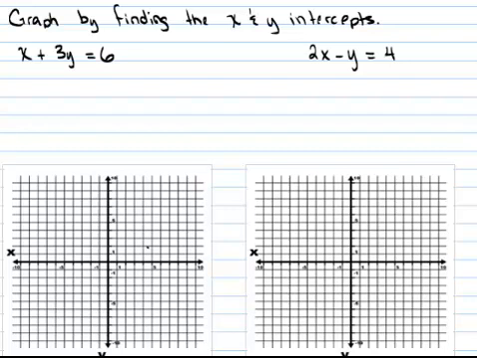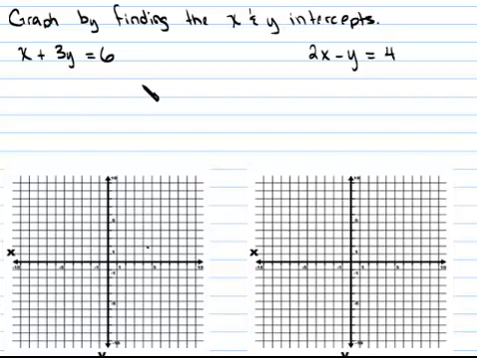Okay, here we're being asked to graph each line by finding the x and y intercepts. So it's not asking us to find the slope and the y-intercept like we did before, the mx plus b. It's asking us to find the x and the y-intercepts.